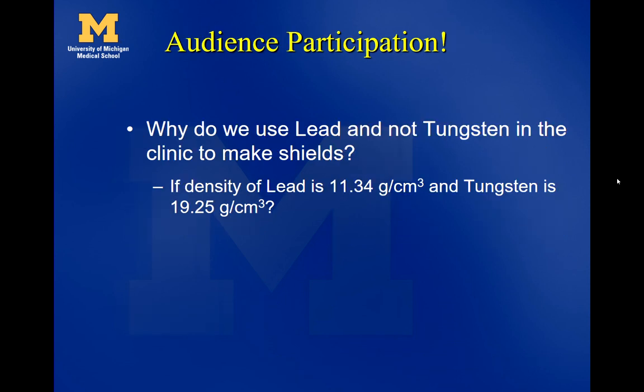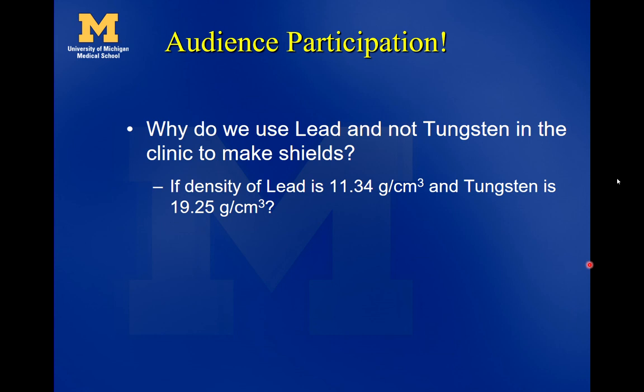So a little audience participation time. Why do we use lead and not tungsten in the clinic to make eye shields? If the density of lead is 11.34 grams per centimeter cube and tungsten is all the way up at 19.25, it's a lot more dense. We could use much thinner shields. The patients might like it better. Why don't we do that?